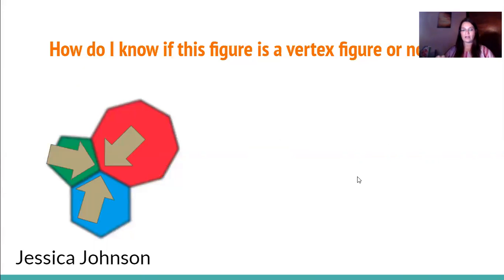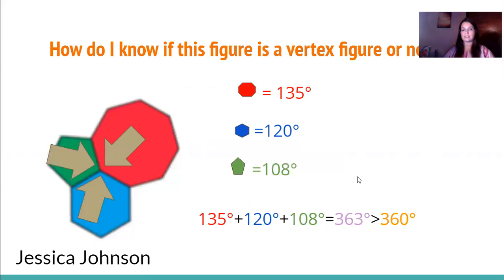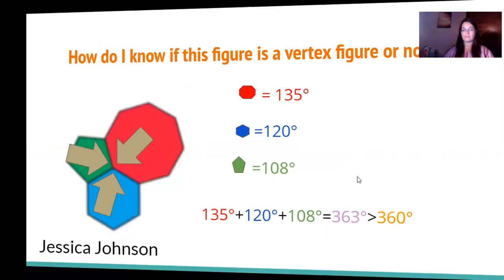The interior angle of an octagon is 135 degrees. The interior angle of a hexagon is 120 degrees. The interior angle of a pentagon is 108 degrees. When we sum all the interior angles together, we get 363 degrees, which does not equal 360 degrees. Therefore, it is not a vertex figure. Gotcha.